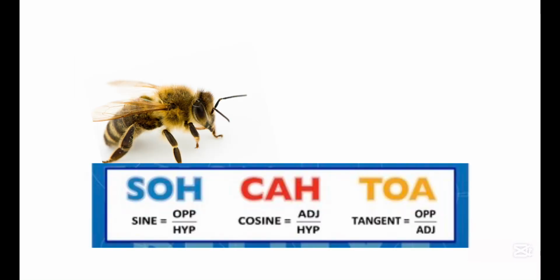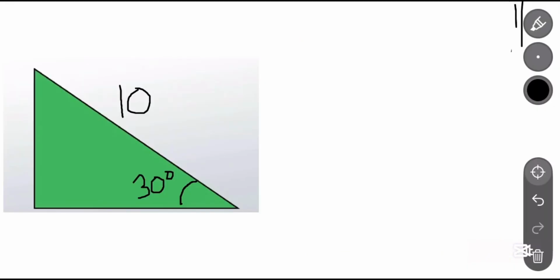Remember, SOHCAHTOA, we want to use sine for the opposite and hypotenuse, cosine for the adjacent and the hypotenuse, and tangent for the opposite and adjacent. For our example, if we want to find the side opposite to the 30-degree angle, we use sine. So sine 30 equals opposite over 10.